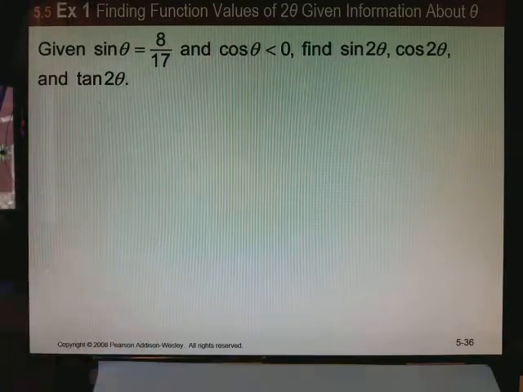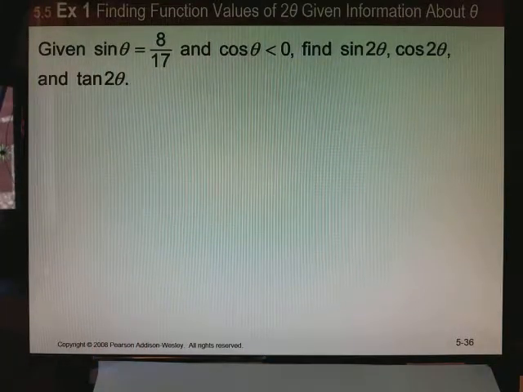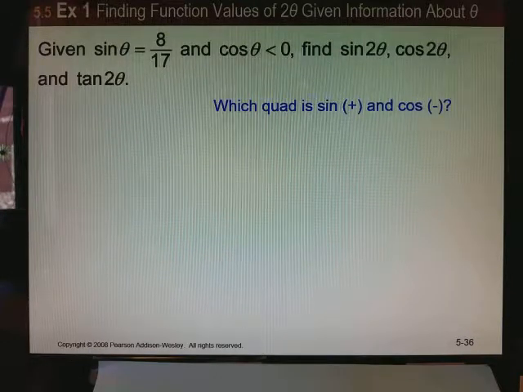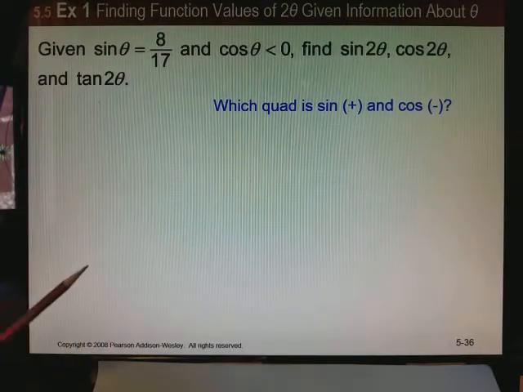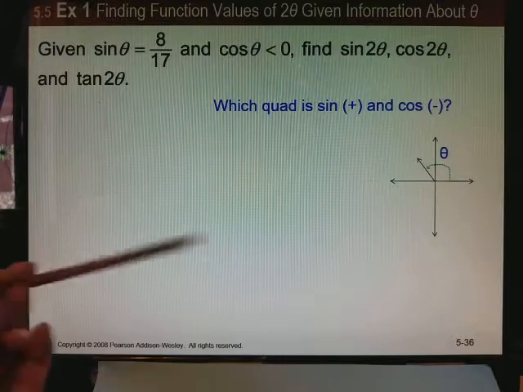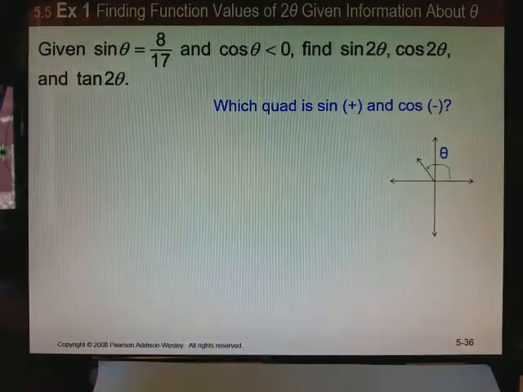The cosine is negative. So where is the sine positive and where is the cosine negative is the first thing you should be concerned with. So again, where's the sine positive and the cosine negative? So all students take calculus. So hopefully you were thinking quadrant 2, because that is correct. This is a picture of where the theta falls.